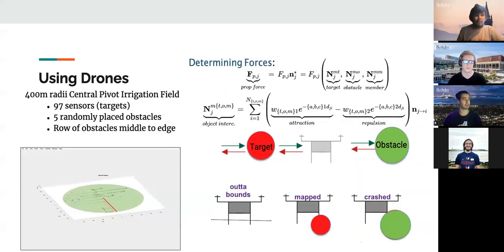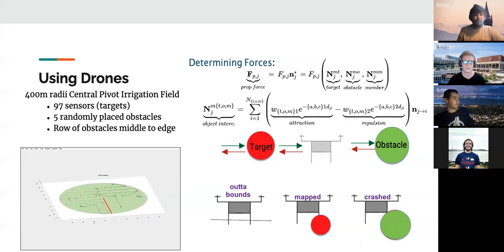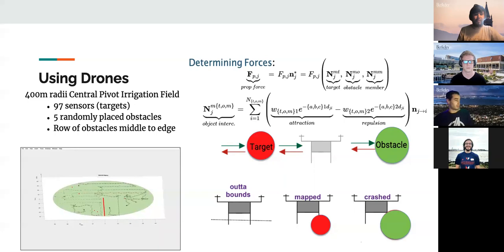Since these fields range in scale and usually are 100 meters in length, we need to find a way to efficiently scan all of these sensors, even multiple times throughout a growing season. For this, we will look into optimizing the flight paths of drones to traverse these farms to scan these sensors.